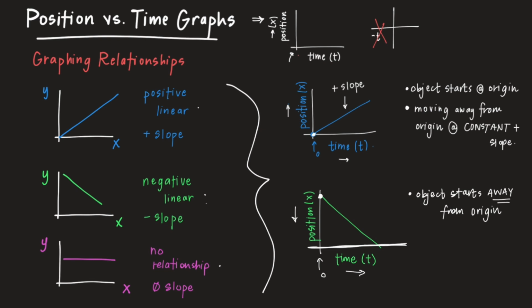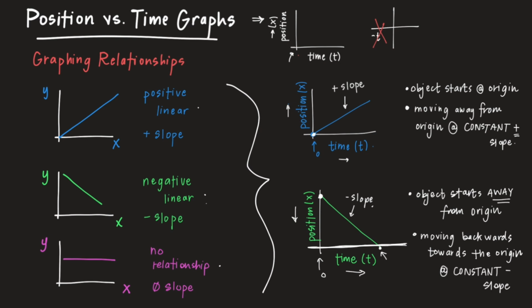So the object starts away from the origin, but as time increases, our position decreases. Instead of moving away from the origin, like we saw before, the object has that negative slope, so it's actually moving backwards. It's moving back towards the origin, towards the reference point, at a constant negative slope. That negative slope tells us it's moving backwards as opposed to moving forwards away from the origin.